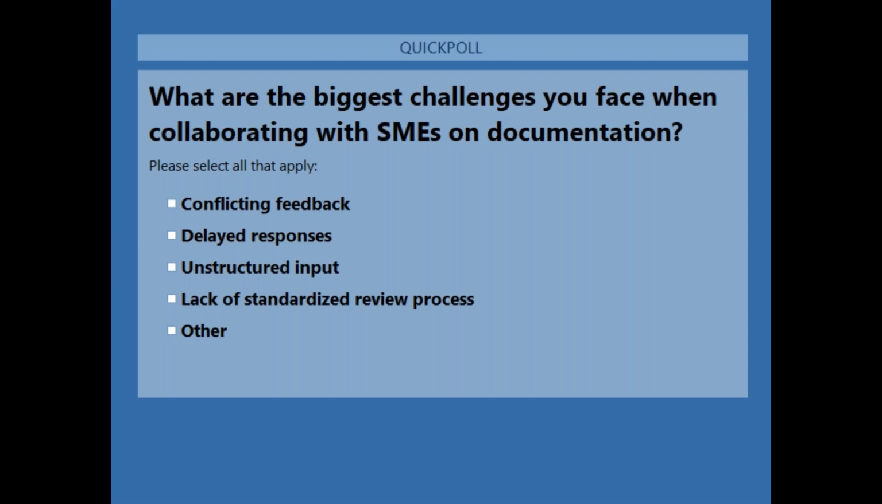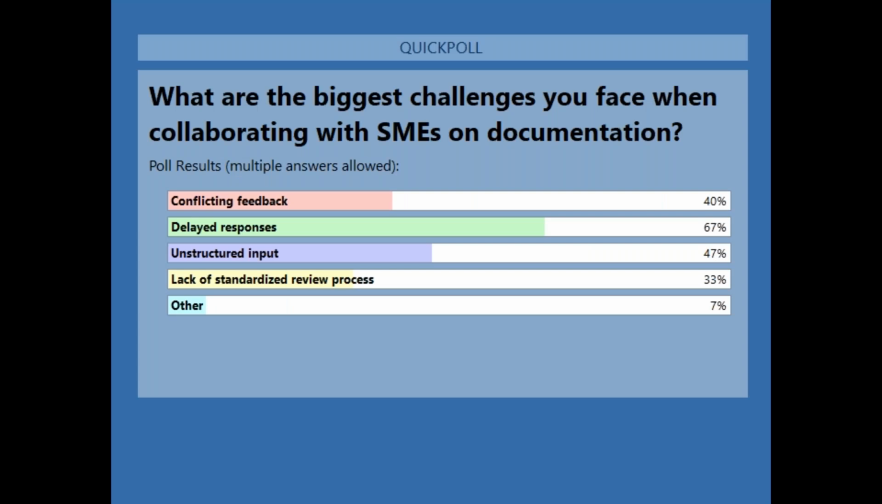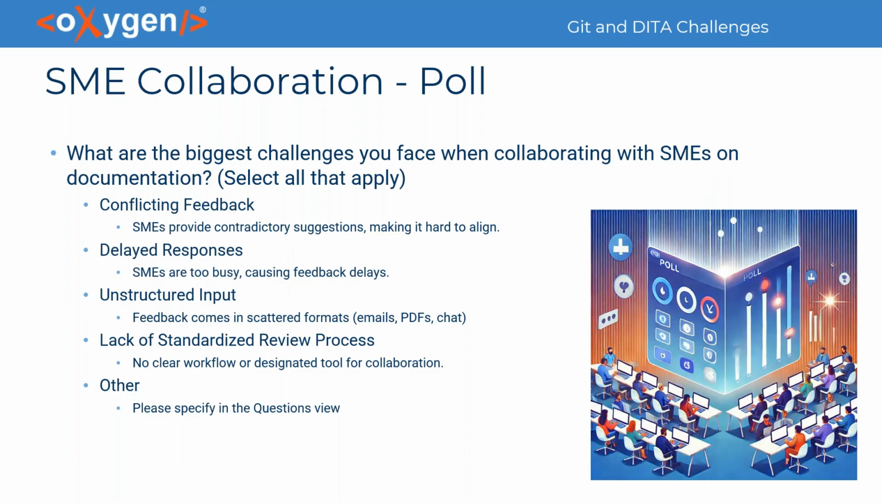And now let's see what the results are. So, 67% delayed responses, 47% unstructured input, 40% conflicting feedback, 33% lack of standardized review process. Okay, I will make sure to highlight how these problems are mitigated by Content Fusion.